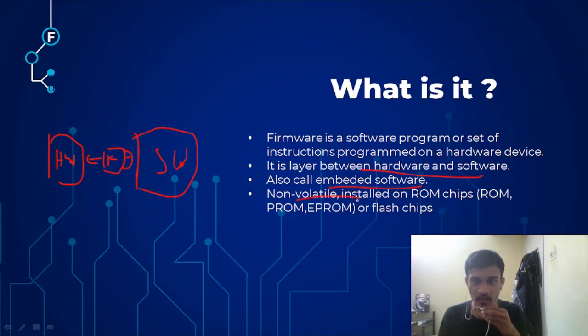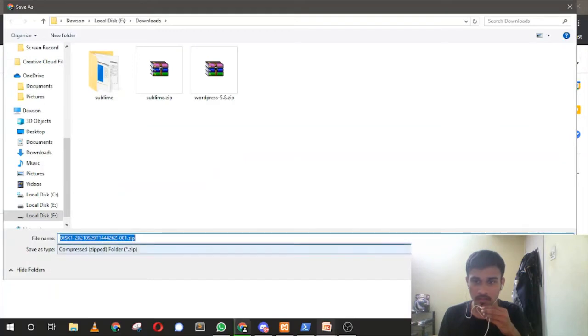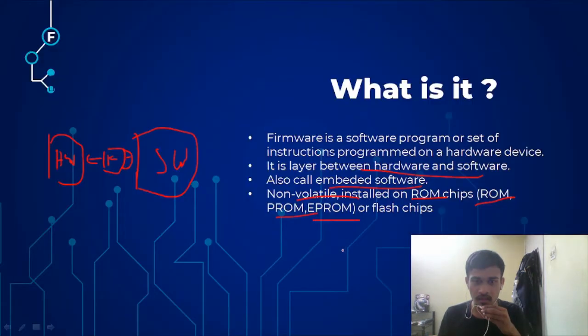It is non-volatile. Volatile means the data will get flushed out, and non-volatile means it will never get flushed out. It is installed on ROM chips, that is, read-only memory chips. We have ROM, that is read-only memory, programmable read-only memory, and EEPROM, that is electronically erasable programmable memory, and flash chips also.